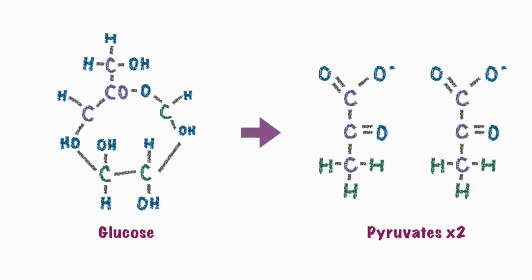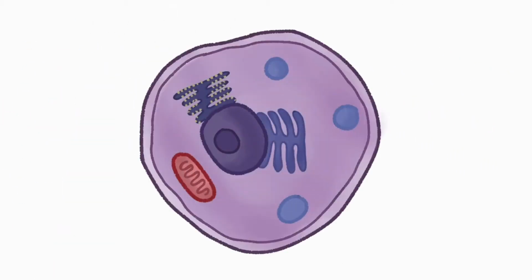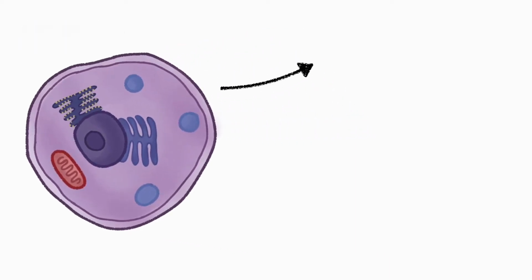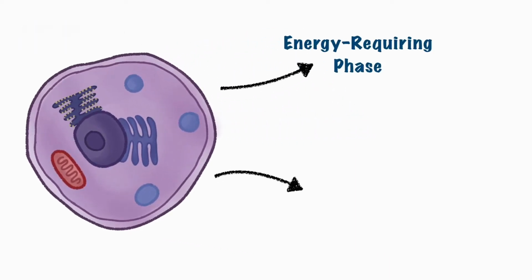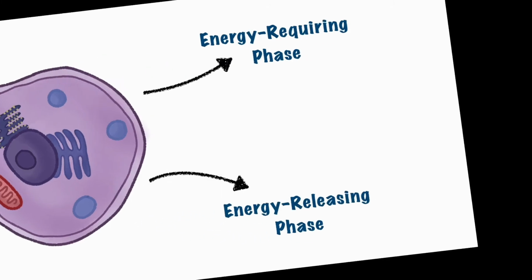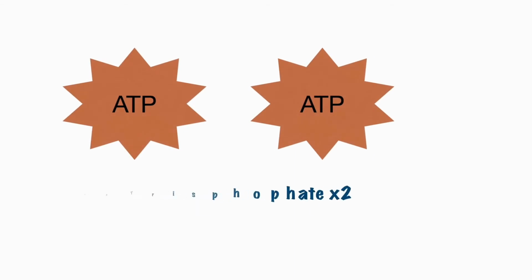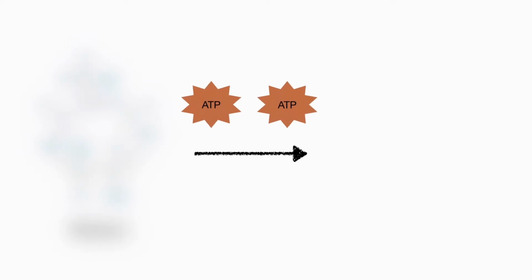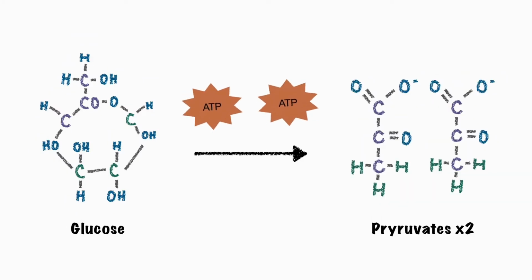Let's discover more, shall we? Glycolysis takes place in the cytosol of a cell, and it can be broken down into two main phases, the energy requiring phase and the energy releasing phase. In the first half of glycolysis, two adenosine triphosphate or ATP molecules are used in phosphorylation of glucose, which is then split into two 3-carbon molecules.